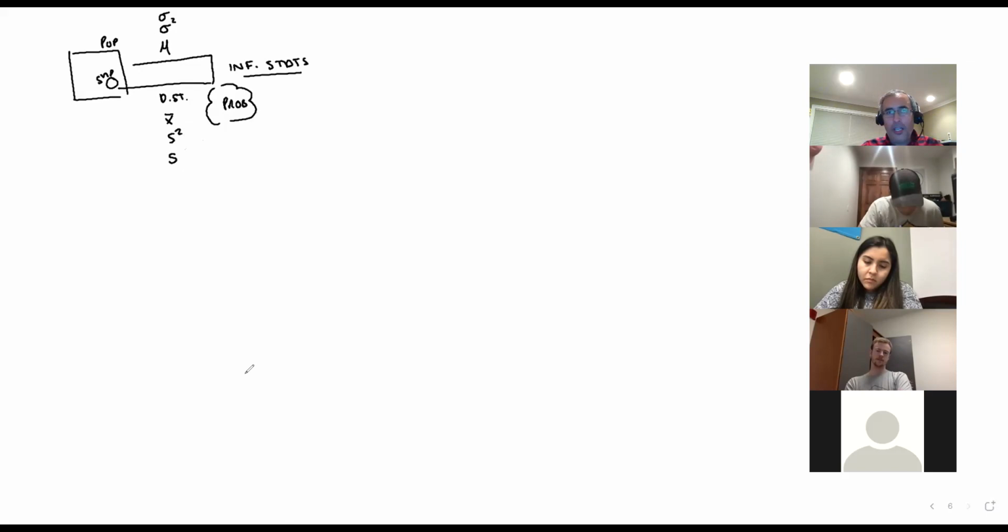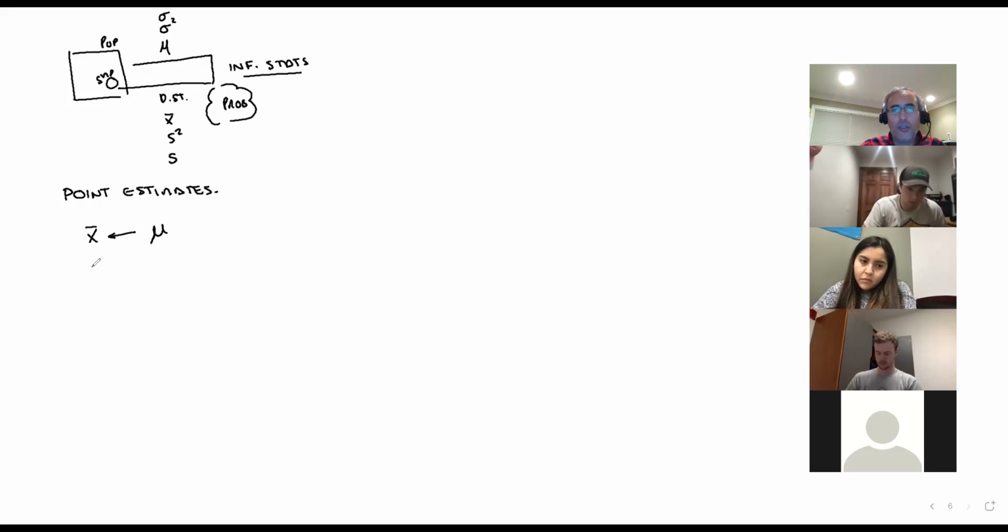And of course, one way of analyzing this is, let's do point estimates. This means the following. If you know X bar, you can argue that X bar represents your population mean. Agree with me or not? Or if you know S squared, you can argue that S squared represents your population variance. Now, how confident do you feel about this?